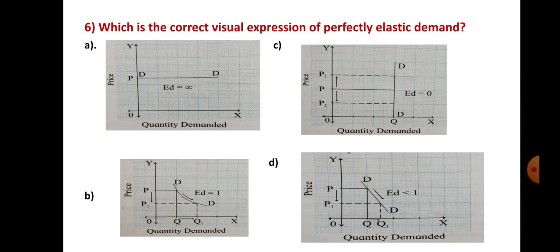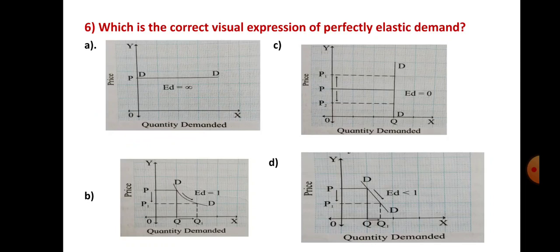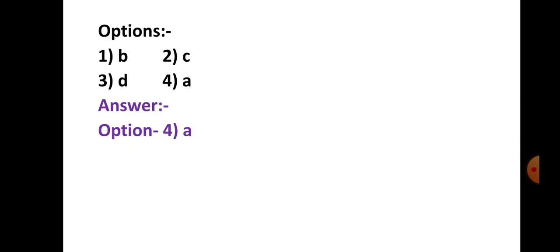So which is the correct visual expression of perfectly elastic demand? Options are given 1B, 2C, 3D, 4A. And here correct answer is option number 4, that is A. Look at here, A option is correct. At given price OP, quantity demanded goes on rising infinitely. So that is a correct visual expression of perfectly elastic demand. And here answer is option number 4, A.